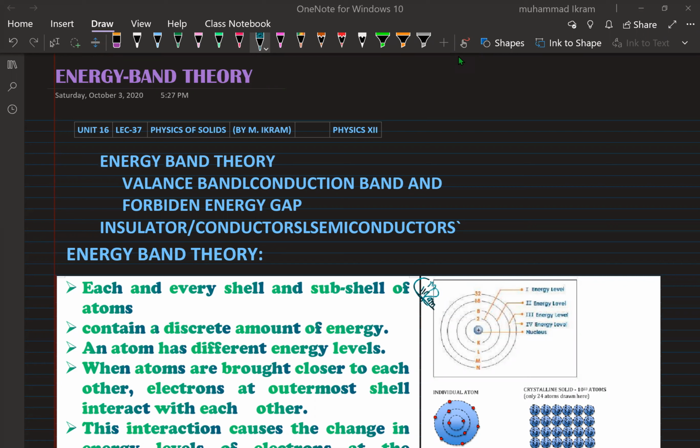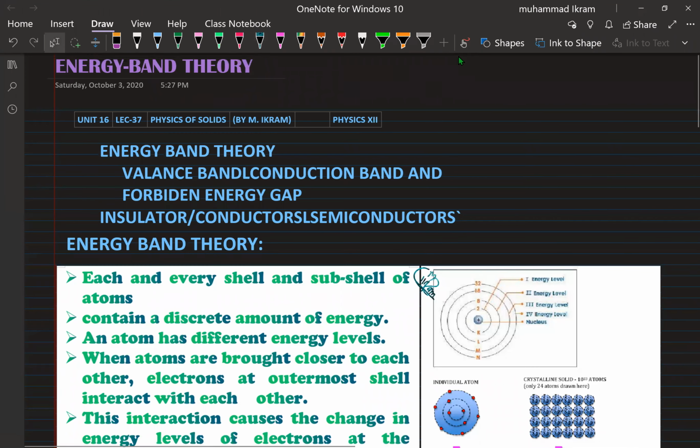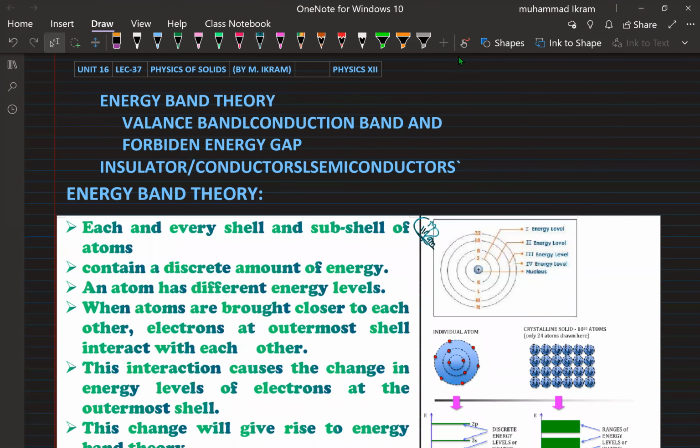Bismillah ar-Rahman ar-Rahim. Today's topic is an extremely important topic, and it includes the energy band theory, the valence band, the conduction band. And here it is, the valence band, the conduction band. Like this one, the valence band and the conduction band.